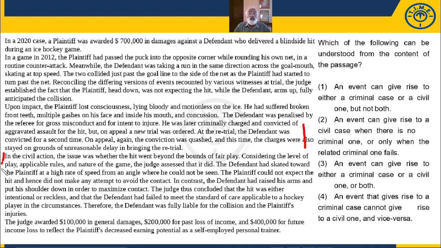An event can give rise to either a criminal case or a civil case or both. And over here it does give rise to both, which means 3 works, isn't it? So we are actually saying an event can give rise to both. So 3 works. An event that gives rise to a criminal case cannot give rise to a civil one. No, but that's not the case, because over here the criminal case happened and a civil case happened as well. So 3 is the answer to the question. Let's look at the next one.